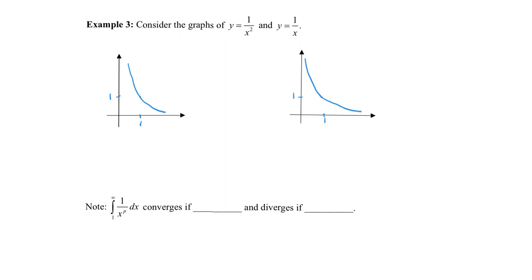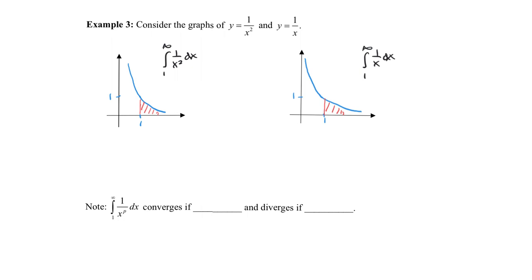And what we want to consider is this integral, 1 over x squared dx, from 1 to infinity. And also over here we want to consider 1 over x dx from 1 to infinity. Because these are positive, we can interpret these integrals as the areas under the curve here. And if you look at these curves, this one tends to head towards the horizontal axis faster than this one. But they're similar.